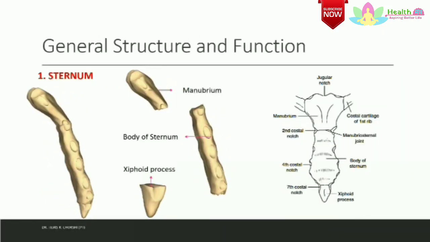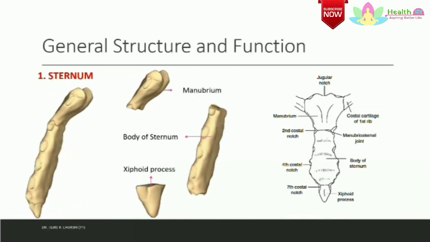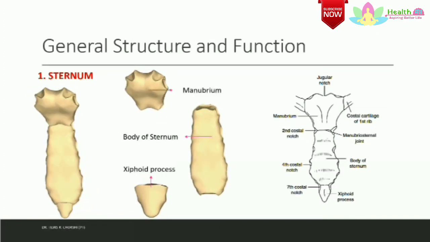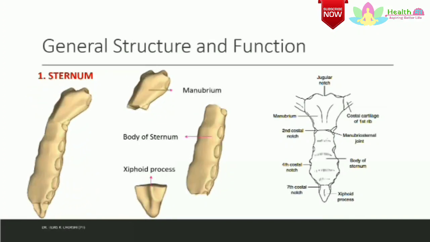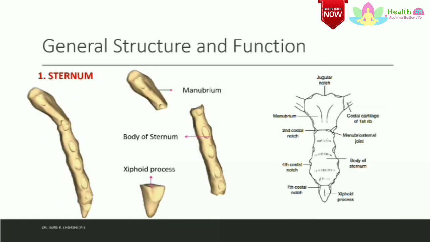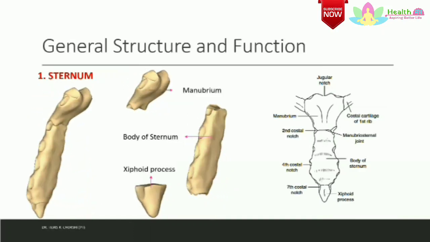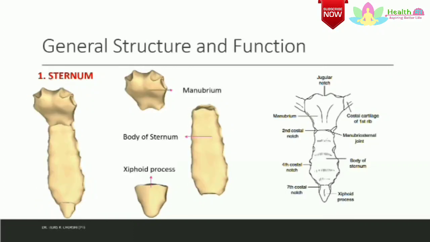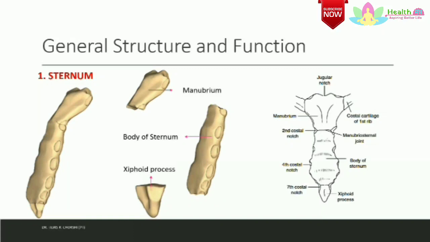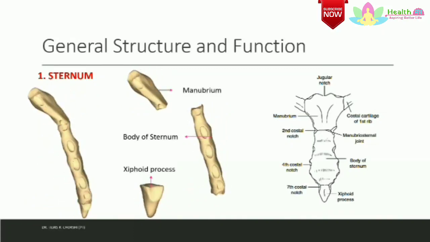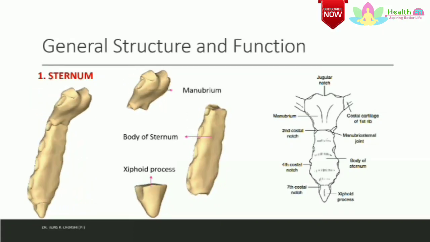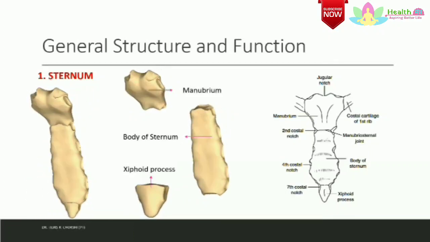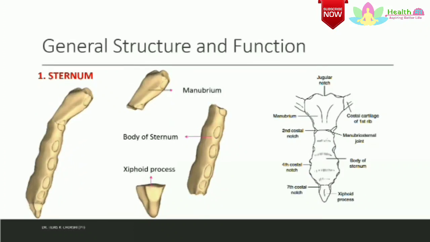Now we will discuss the general structure and function of the rib cage. First we will discuss the sternum. Sternum is an osseous protective plate for the heart and it is composed of manubrium, body and xiphoid process, as you can see in the picture. The manubrium and the body of the sternum form a dorsally concave angle of approximately 160 degrees. Xiphoid process often angles dorsally from the body of sternum but it is difficult to palpate.